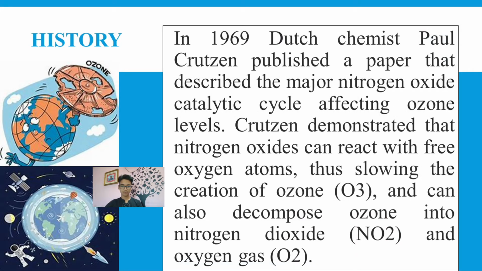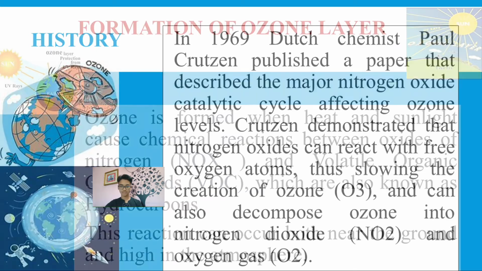What's the history of the ozone layer? In 1969, Dutch chemist Paul Crutzen published a paper that described the major nitrogen oxide catalytic cycle affecting ozone levels. Crutzen demonstrated that nitrogen oxides can react with free oxygen atoms, thus slowing the creation of ozone, O3, and can also decompose ozone into nitrogen dioxide, NO2, and oxygen gas, O2.